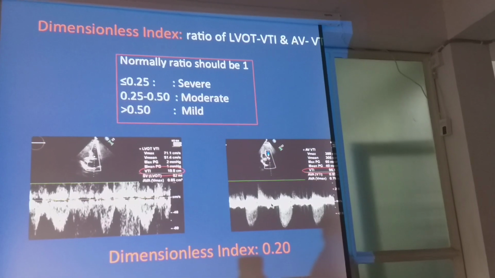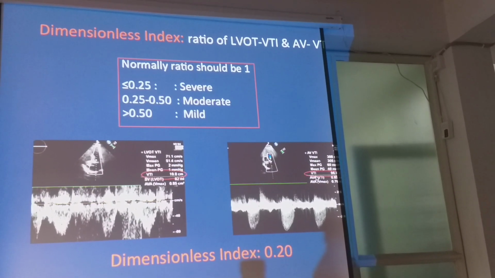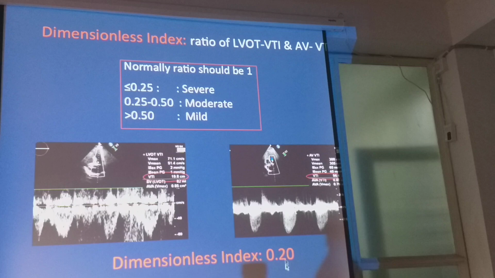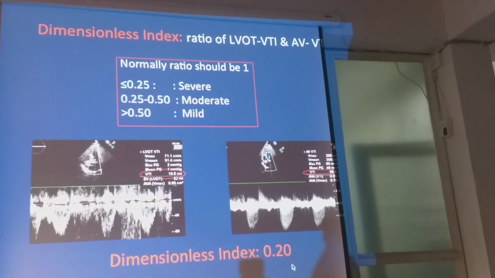So in this case, this VTI divided by this VTI, dimensionless index is 0.2. So it's severe.